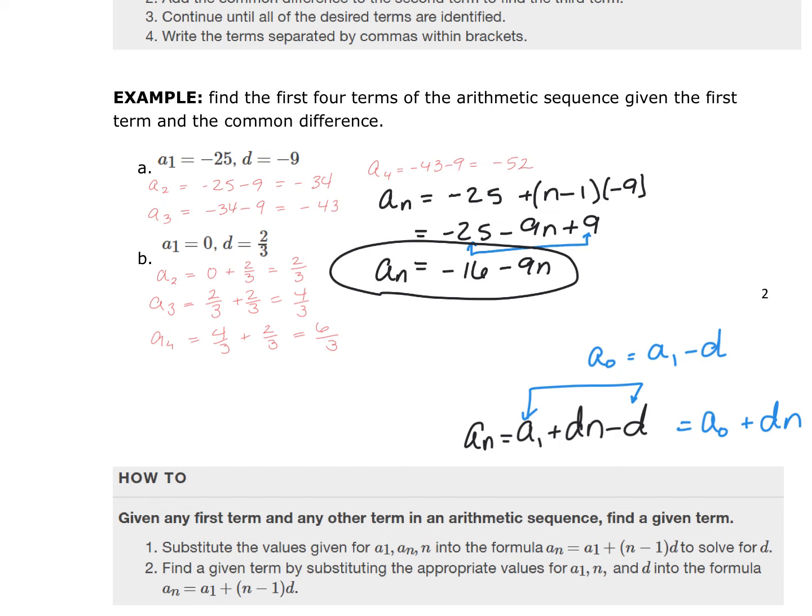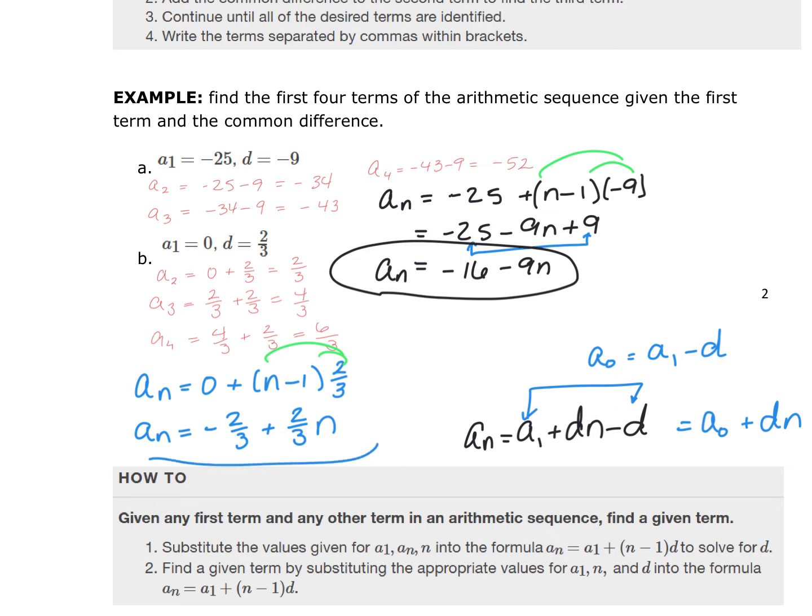If we take a look at my second example, my a sub n is equal to my a sub 1, which is 0, plus n minus 1 multiplied by my d, which is 2/3. So my a sub naught, combining up like terms, I'm going to have a -2/3 plus 0, so it's -2/3 plus 2/3 multiplied by n. And all I did was I distributed this through and combined up like terms, just like here I distributed through and combined like terms. So here is a nice, concise, closed or explicit formula.